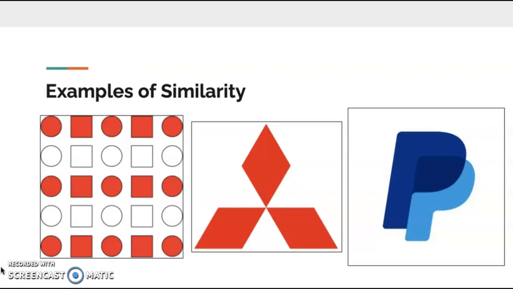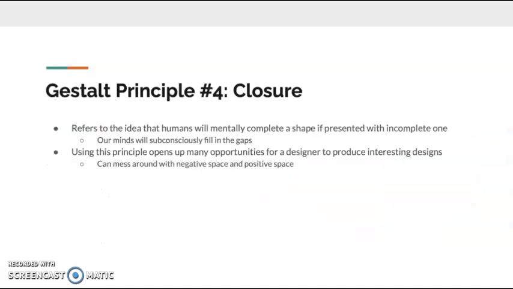The last example is the PayPal logo, which uses the same method as Mitsubishi. The similar letters are considered to be a group. The last principle I'll be going over is closure. Similar to figure and ground, closure refers to the idea that humans will mentally complete a shape if presented with an incomplete one. In other words, our minds work to subconsciously fill in the gaps.